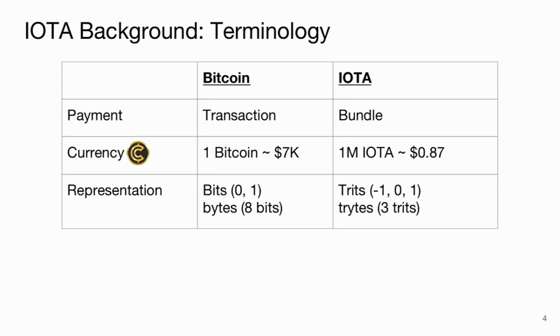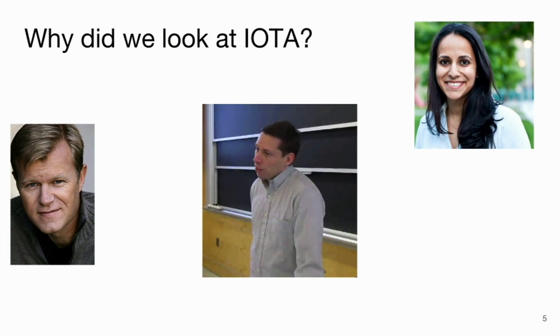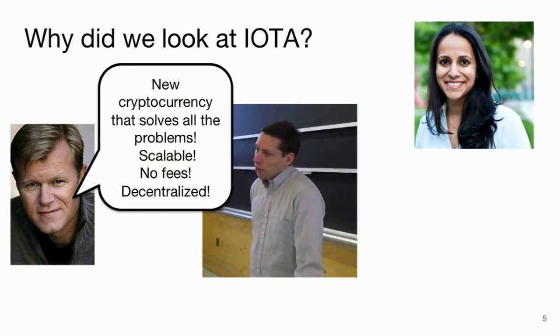So why did we decide to take a look at this cryptocurrency at all? Well, it actually was sort of an accident. So in addition to me on that slide are two of my colleagues, Michael Casey and Tadge Dryja. And one day, Michael came to us because he had gotten this email. And this email claimed that there was this amazing new cryptocurrency invented that solved all of the problems in cryptocurrencies. It was scalable. It didn't have any fees. It was totally decentralized. And so he was asking us if this was for real, if it was possible for this to happen.